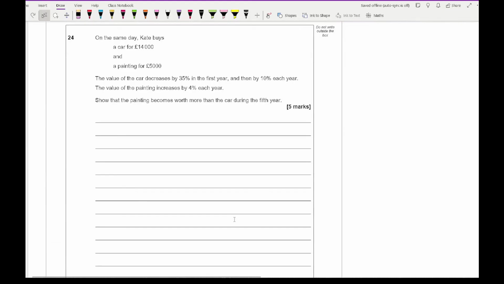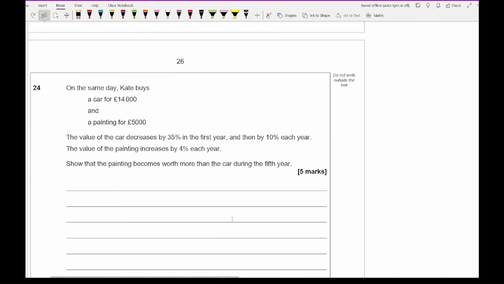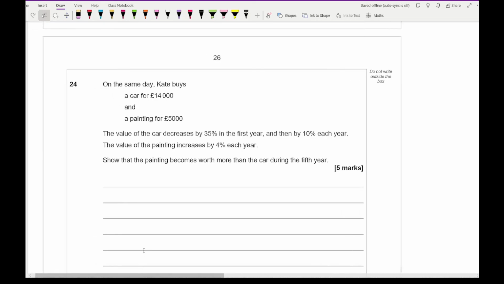Then moving on to question 24, so let me just zoom in on this. It says that on the same day, Kate buys a car for £14,000 and she buys a painting for £5,000. The value of the car decreases by 35% in the first year and then 10% each year. The value of the painting increases 4% each year. Show that the painting becomes worth more than the car during the 5th year.